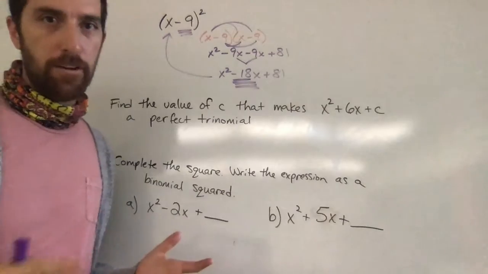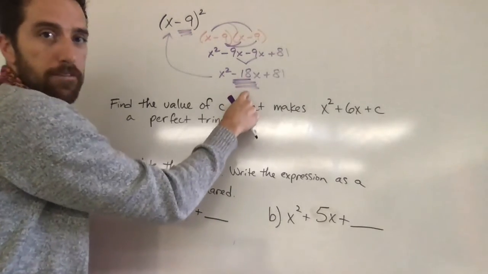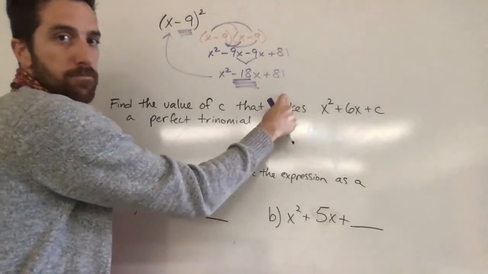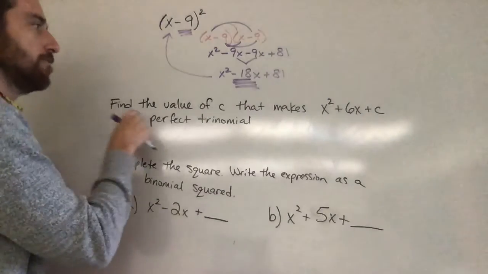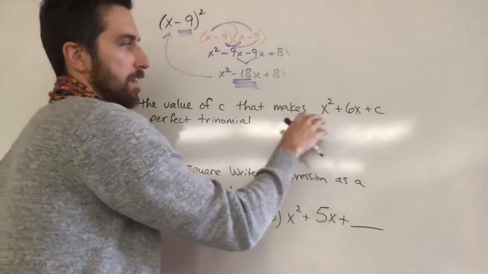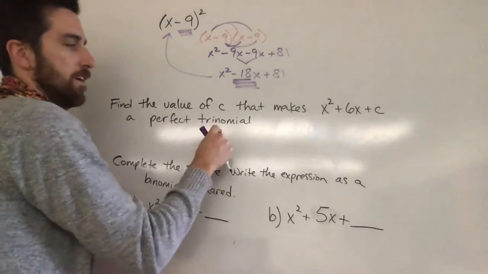So you know how to find all the parts now. If you're going for that middle term, you just take half of that. And then if you're going for this last term, you just square that. Great. So find the value of c that makes x squared plus 6x plus c a perfect square trinomial.